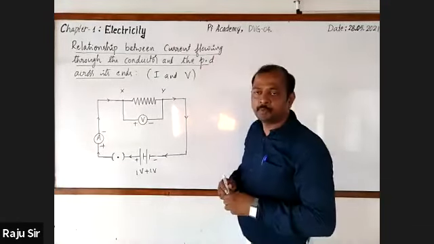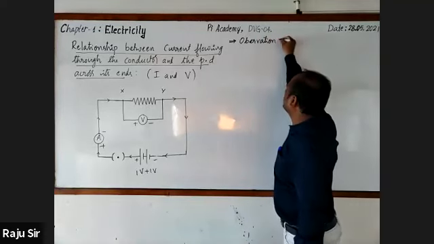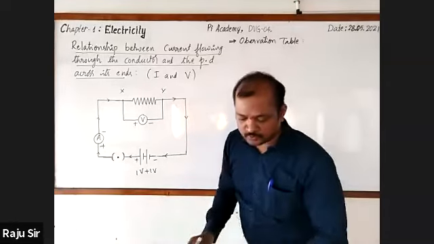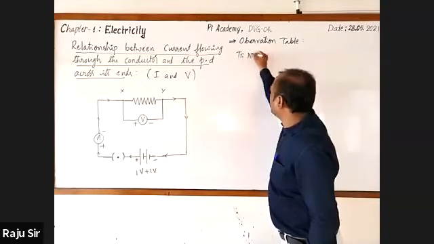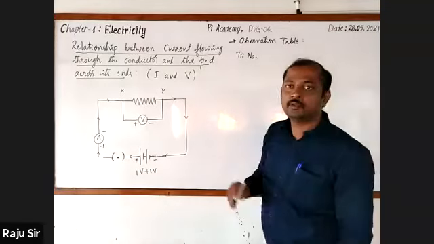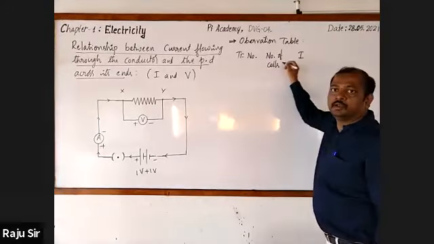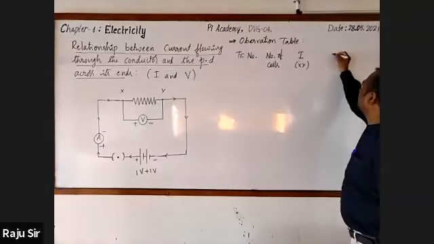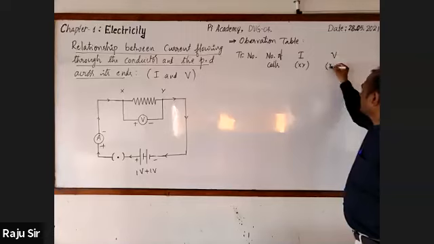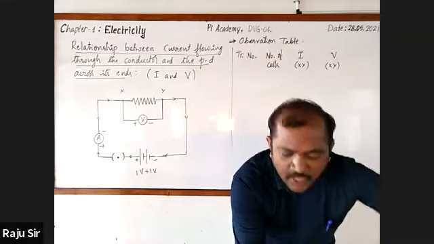Now I'm going to prepare the table. Here I'll write: observation table. And please draw along with me, as quickly as possible. First column is trial number. Next, number of cells, number of electric cells. Next, third one, current flowing through nichrome. And also potential difference, nothing but V, across nichrome. So here, just for the sake of calculation, I am going to take some readings.